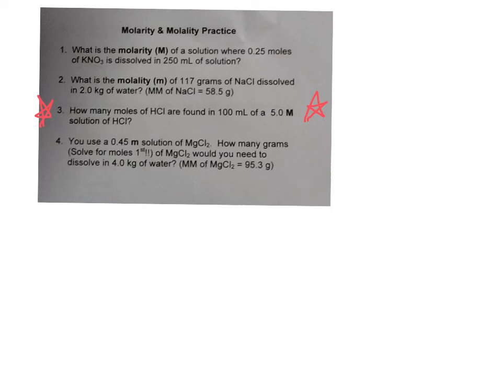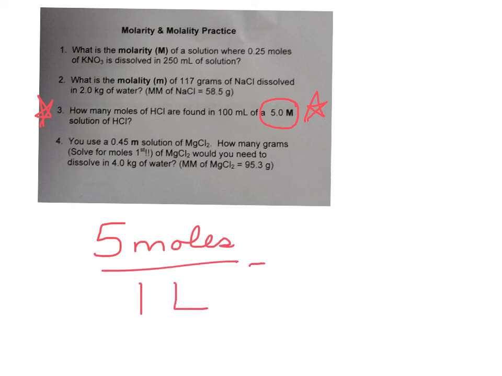If you look at question 3, it says, how many moles of HCl are found in 100 milliliters of a 5 molar solution of HCl? We're going to start with this 5 molar. What does 5 molar mean? It means that you have 5 moles per liter. How many liters? 1.